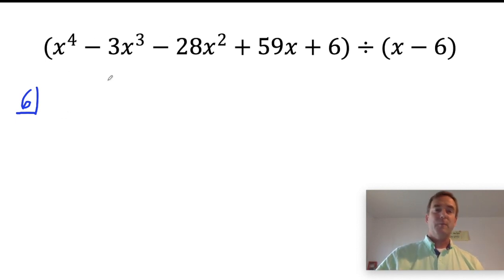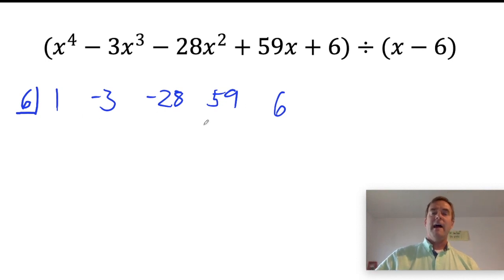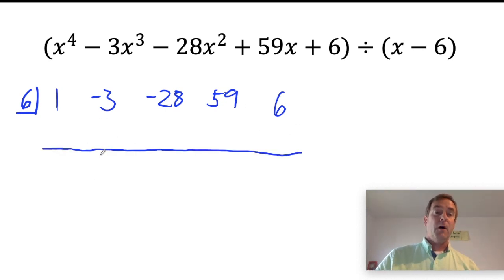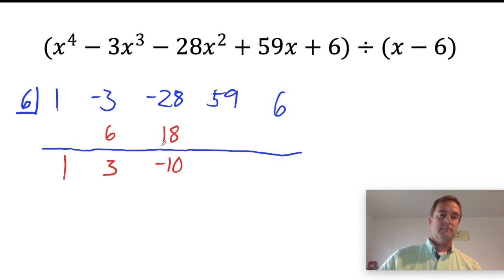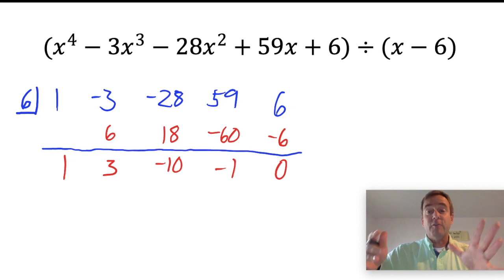The coefficients of the big polynomial get written next. 1x to the fourth, negative 3x cubed, negative 28x squared, 59x, and 6. Every coefficient is there. Everyone is in its place. And with the big bar, we're ready for the synthetic division dance. Drop the baby. Ma, ma, ma, ma. And we've answered the question.